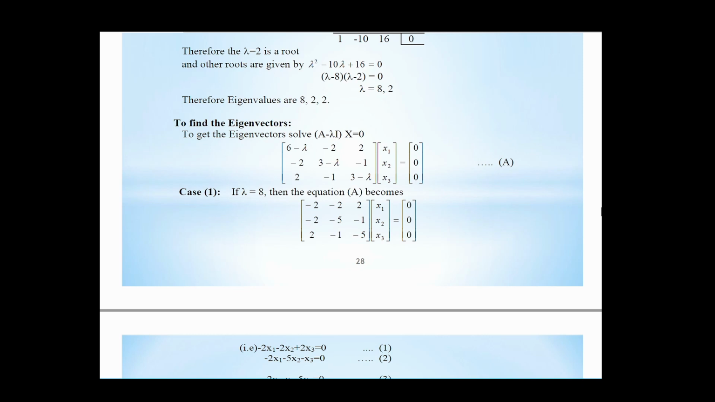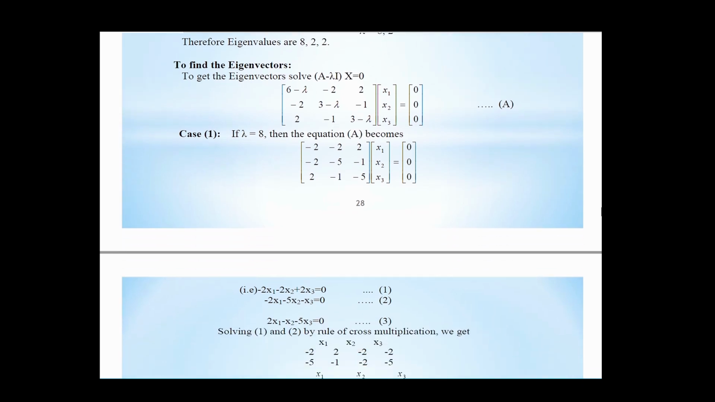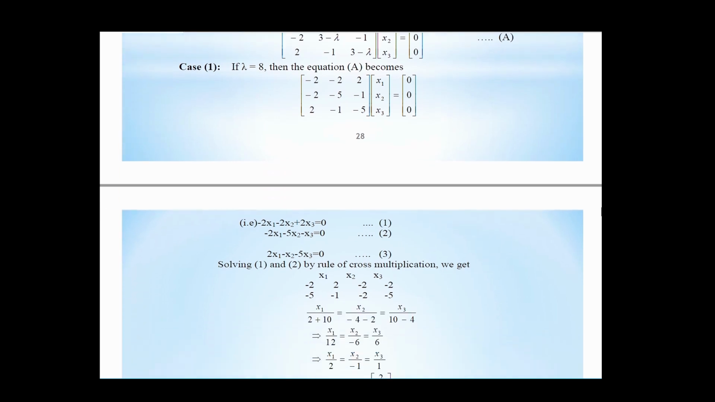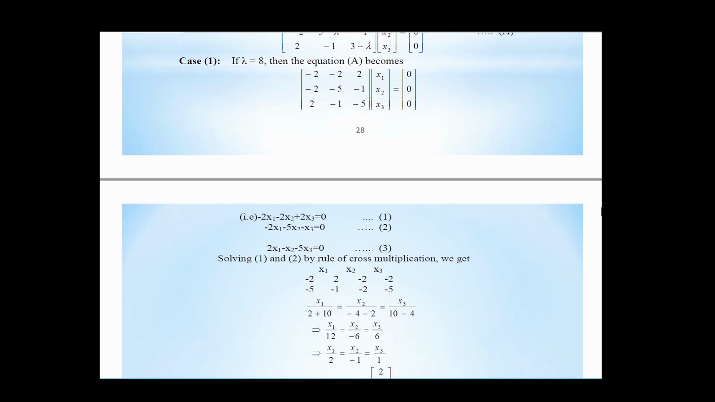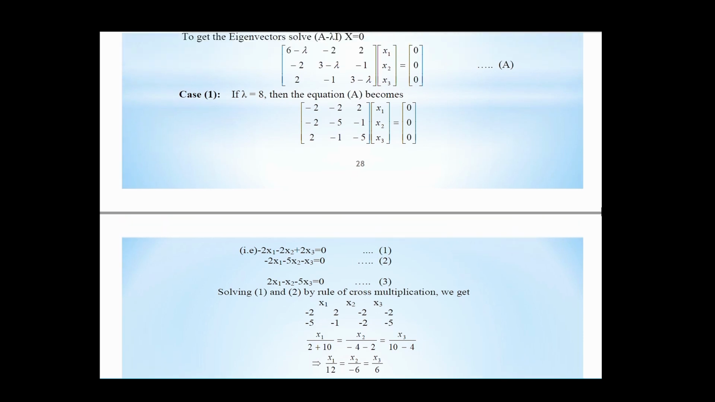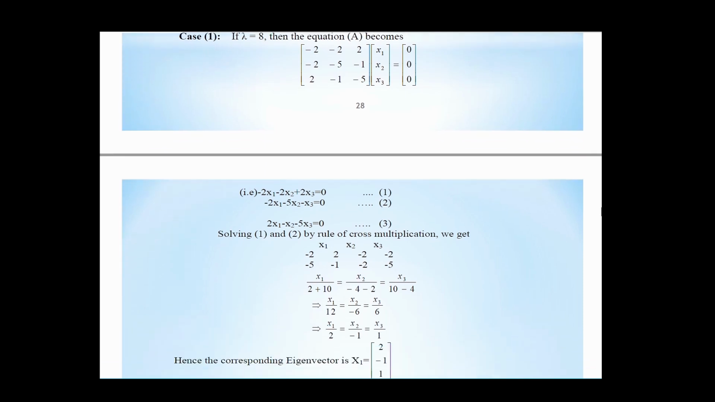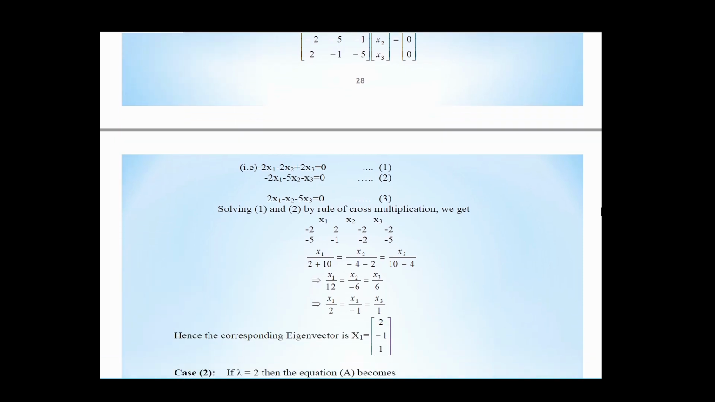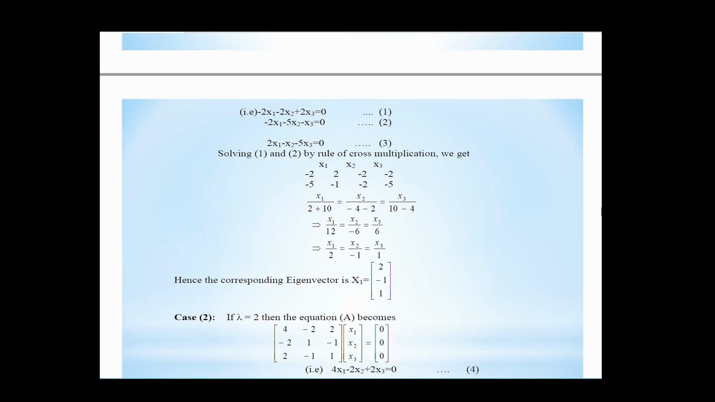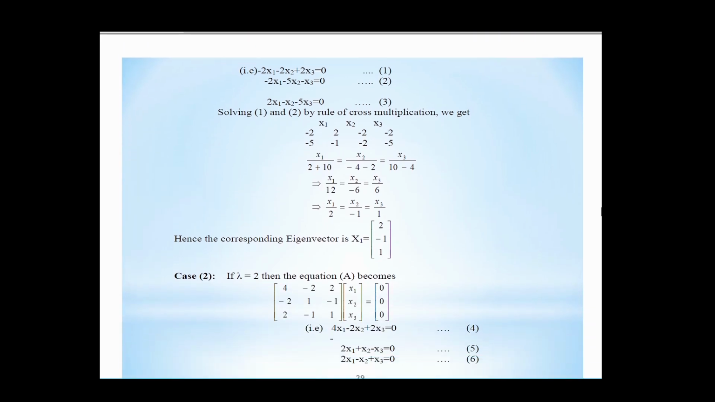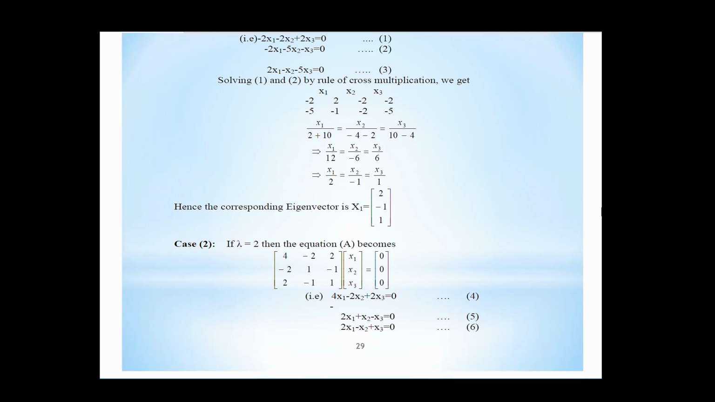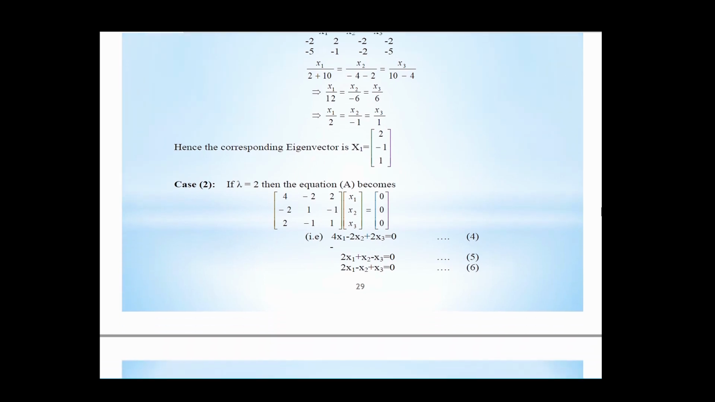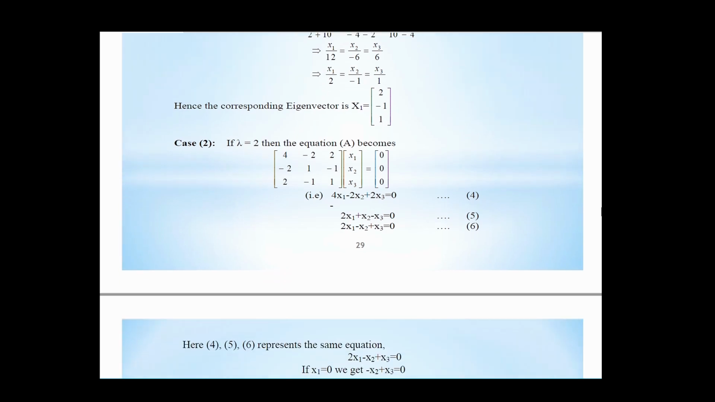Therefore the eigenvalues become 8, 2, 2. So here 2 is the repeated eigenvalue. Now we find the eigenvectors for the corresponding eigenvalues. For that we substitute lambda equal to 8 in the equation (A minus lambda I) x equal to 0. So we get the system of equations: minus 2x1 minus 2x2 plus 2x3 equal to 0, minus 2x1 minus 5x2 minus x3 equal to 0, 2x1 minus x2 minus 5x3 equal to 0. Again we apply the cross multiplication rule. We get x1, x2, x3 equal to 2, minus 1, 1. Therefore the corresponding eigenvector x1 is 2, minus 1, 1.